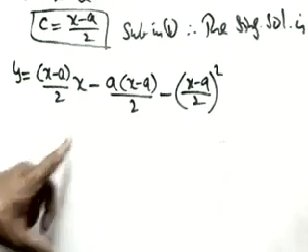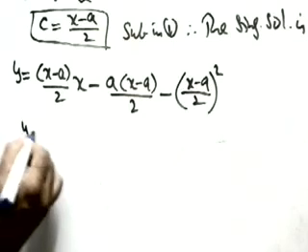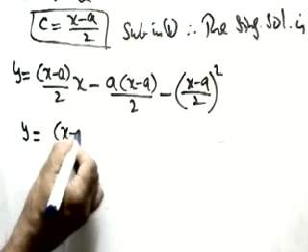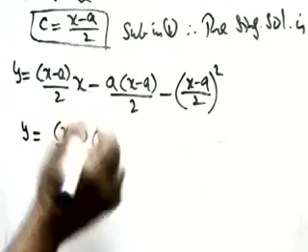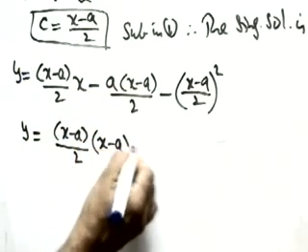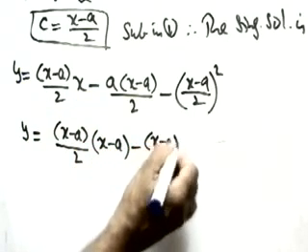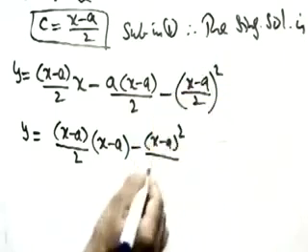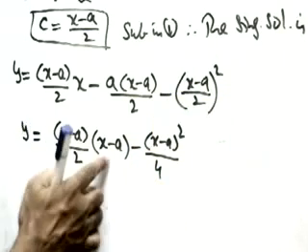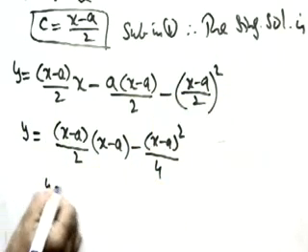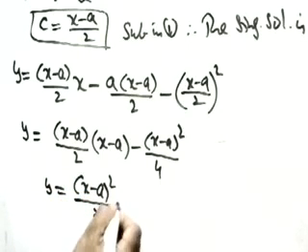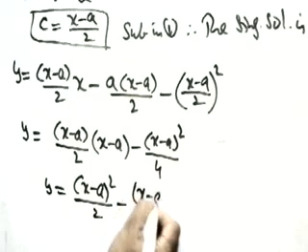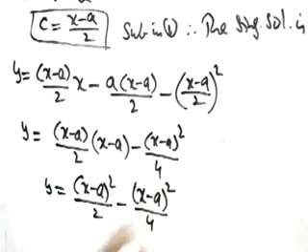Now let me solve it. Let me take common from this 2. If we take x minus a by 2 common, what is left here? x minus a. So x minus a minus x minus a whole square, by this 2 square will become 4. x minus a into x minus a will be x minus a whole square. y equals x minus a whole square by 2 minus x minus a whole square by 4.